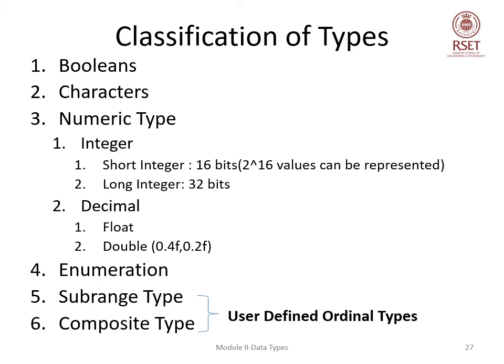Classification of types. The data types that are available can be classified into 6 types: booleans, characters, numeric type, enumeration, subrange, and composite type. We have to deal with the composite type in detail, so we'll be checking out what are the first 5.